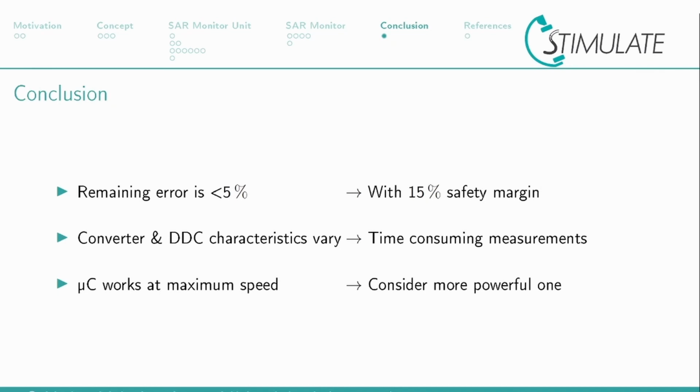A 15% safety margin on the SAR limits will result in a safe procedure. Nevertheless, the dual directional coupler and the converter characteristics vary component specifically, resulting in time-consuming measurements. Here, an automation would be beneficial. The microcontroller works at maximum speed, so it should be considered using a more powerful one. But in conclusion, a first prototype of a fully functional SAR monitor fulfilling the normative requirements as well as the technical requirements was developed.